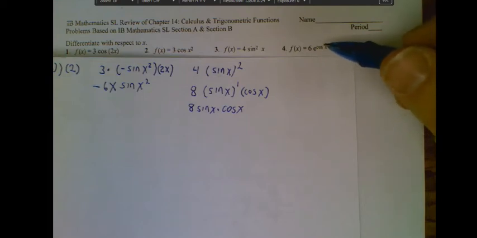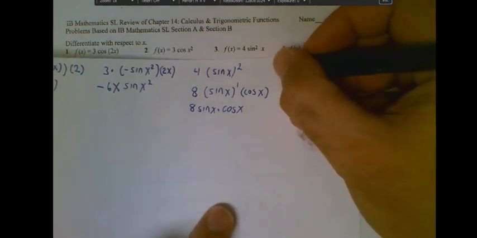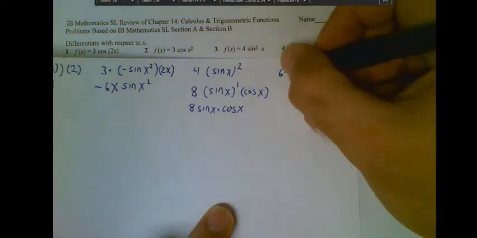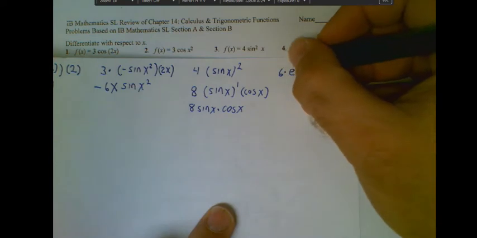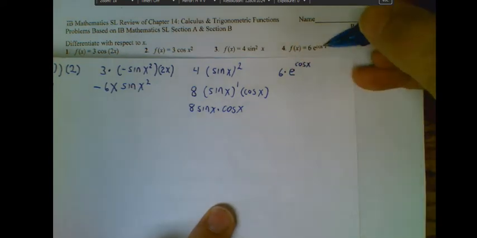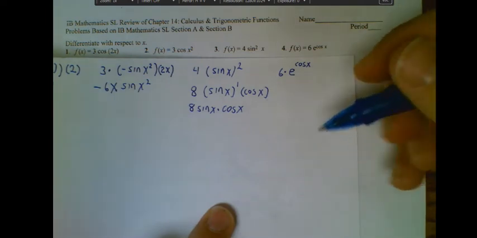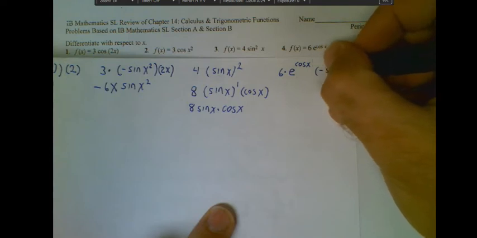We have an interior function going on here, so when I go to take my derivative, again, I got the 6 out front. The derivative of e to anything is that value, so the derivative of e to the cosine x is e to the cosine x. But as always with chain rule, I now need to multiply by the derivative of the interior function. And the derivative of cosine of x, as we saw earlier, is negative sine of x. So I have to bring that into play.